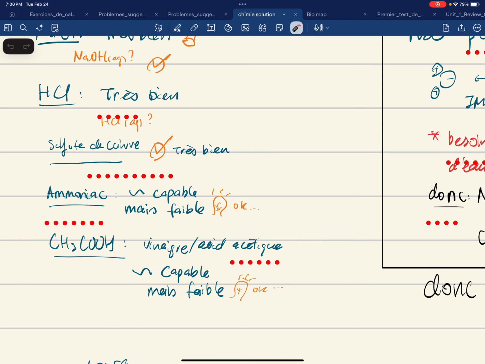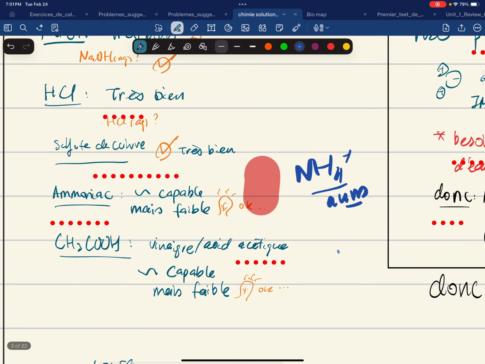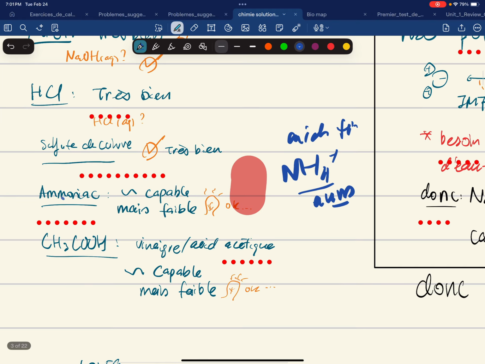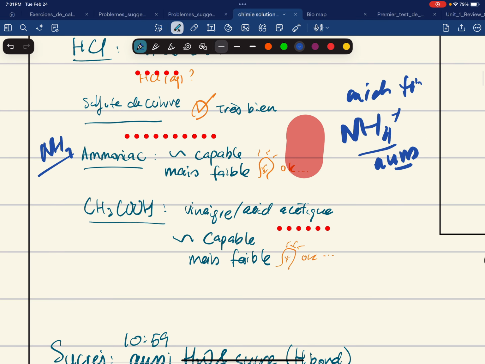No, it's acid faible, sorry. So ammonium was NH4+, that's ammonium. And it's acid faible. Whereas ammoniac, which is NH3, there's no charge, and it's a base faible. So those are both faible.